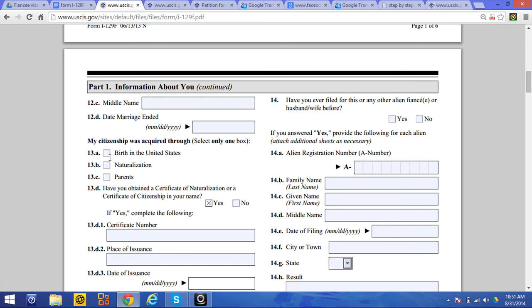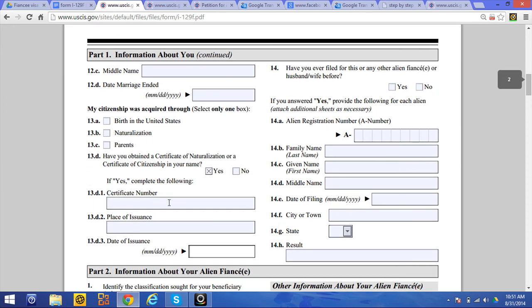Understand, this is not for people who were born in the USA. This is not for you. This is mainly for people who have obtained a certificate of naturalization or certificate of citizenship. You will get the certificate number, place of issuance, and date of issuance. All this information will be on your citizenship certificate. So if you were born in the USA, just put none since you don't have any certificate number. Okay, now we are still in Part One, information about the US citizen fiancé.